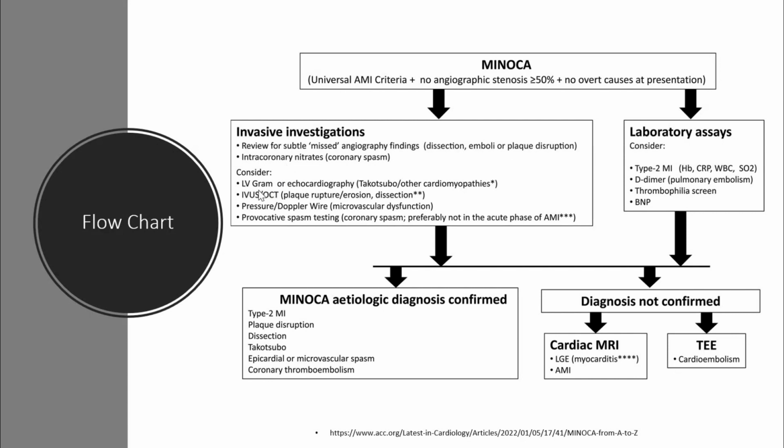And then afterwards, consider LV-gram or echo to look for Takotsubo or other cardiomyopathies, heart failure, IVUS or OCT to look at plaque rupture, erosion, or you can also look for dissection as well. Pressure Doppler wire to assess for microvascular dysfunction, and provocative spasm testing to look for coronary spasm. And of course, not in an acute phase of AMI.